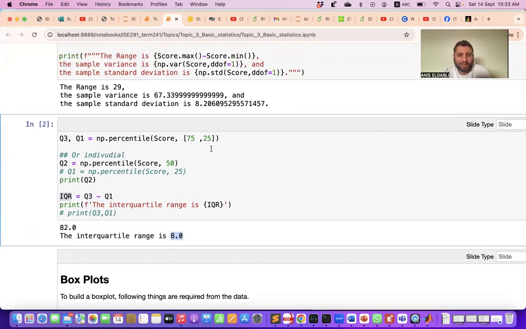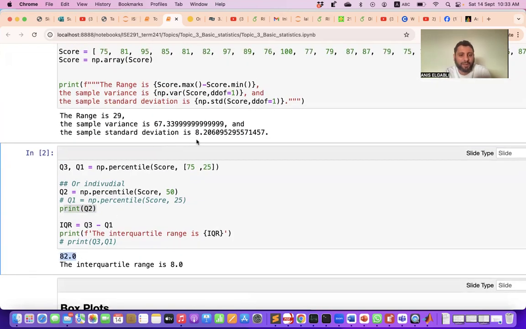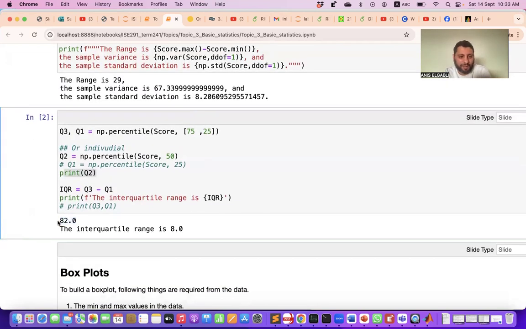It's 8. As you can see, it's very close to the standard deviation. So the middle 50% is within 1 SD maybe from the center. And here is the median. This is the median I printed out here. If you remember, for this specific attribute, we computed the median somewhere up. So I think this is the same value we got.